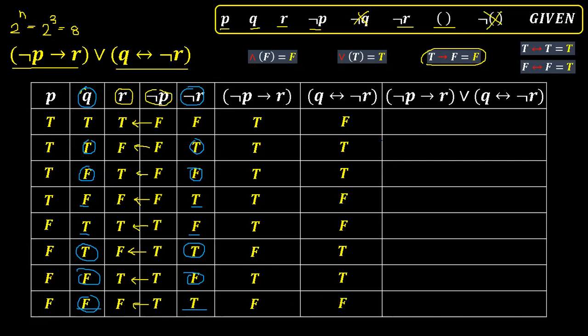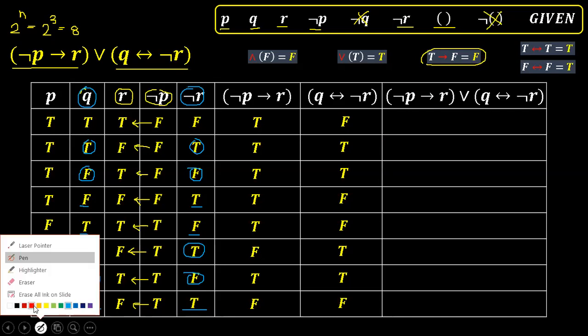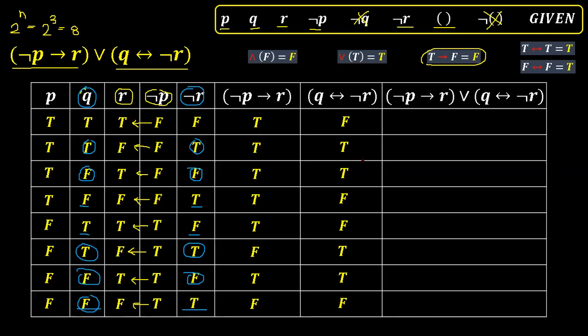For your final answer, we come to negation of P. If negation of P, then R, or Q if and only if negation of R. So this one. But you have to take note also that the connector here is a disjunction. When we say disjunction, if one value is true, then the truth value is true. So if you see even one true there, it is automatically true.